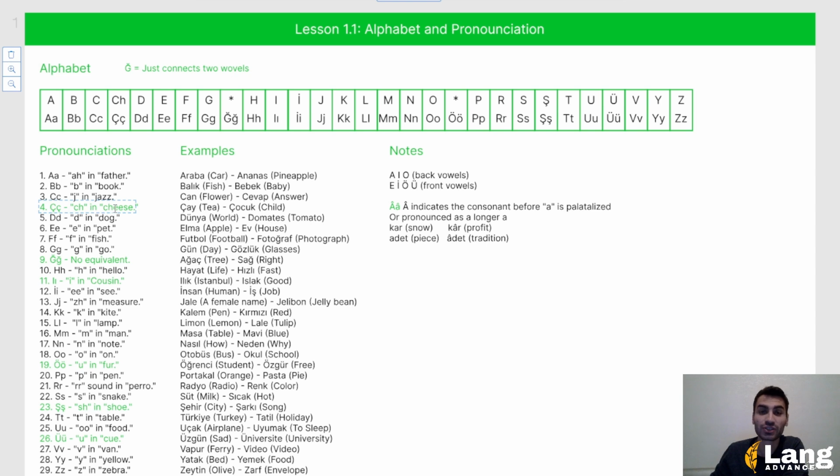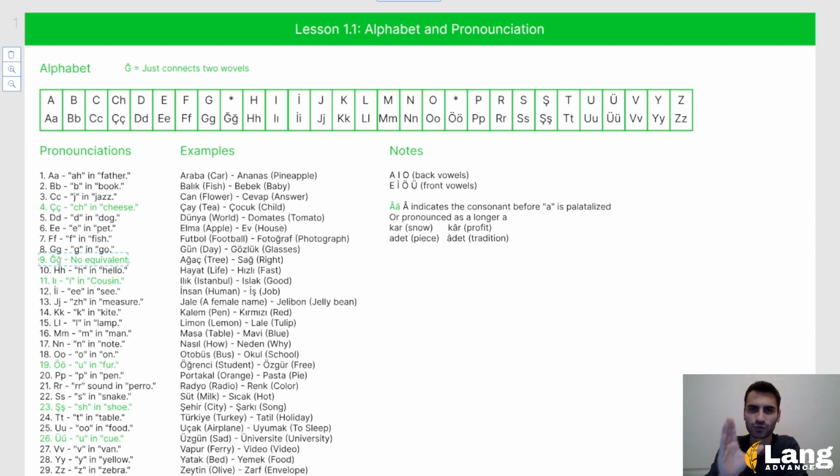Ç is like in cheese. So you know how to say this. Remember Ç from cheese. And D is the same. E is every time E. F is the same. The pronunciation in the words. G is like go, inside the go. Gün, for example, it means day. Gözlük means glasses.